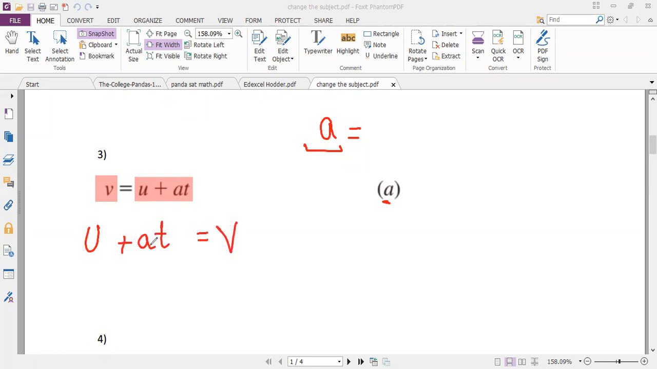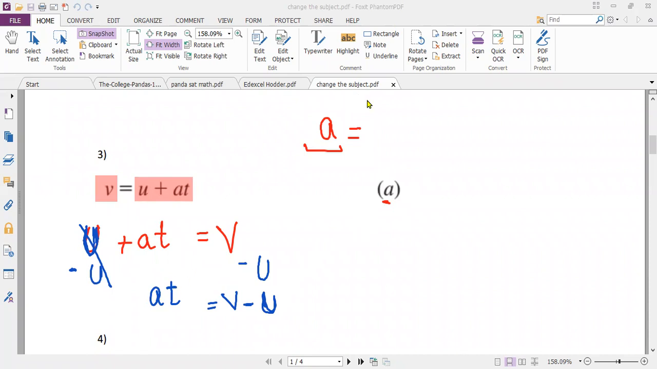And because I want to make A the subject, we want to get rid of U firstly this time. So how can we get rid of U? Just minus U on this side and minus U on this side. So you end up with AT equals V minus U.